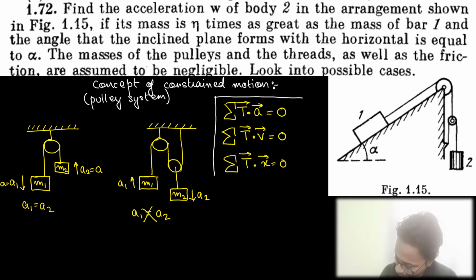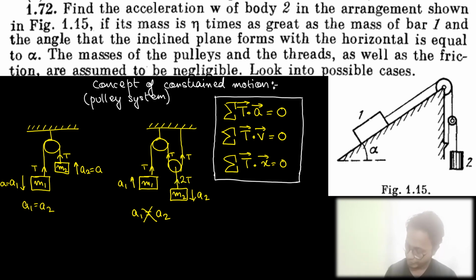But how do I apply this formula? I know the formula, but how is it applied here? See here, in M1 there is a tension force T, and in M2 there is a tension force T. If the rope is the same, the tension throughout the wire will be the same. So here also the tension would be T, and here also the tension would be T. And this pulley is being pulled up by 2T, T here and T here. So the tension here would be 2T. This much is understood.